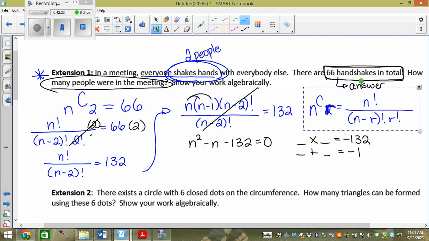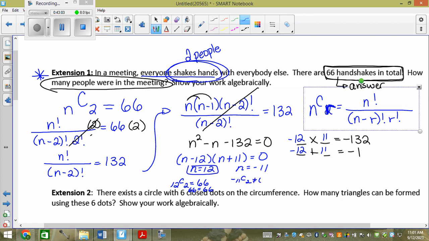So what is this? Negative 12 and 11. And I can check it by going 12C2. Like I said, I do this for my own benefit. And then I say 66 equals 66, so that one makes me happy. So if I do a negative 11C2, it cannot equal 66, because I have to type it in, it's not happy with me. That's extraneous.